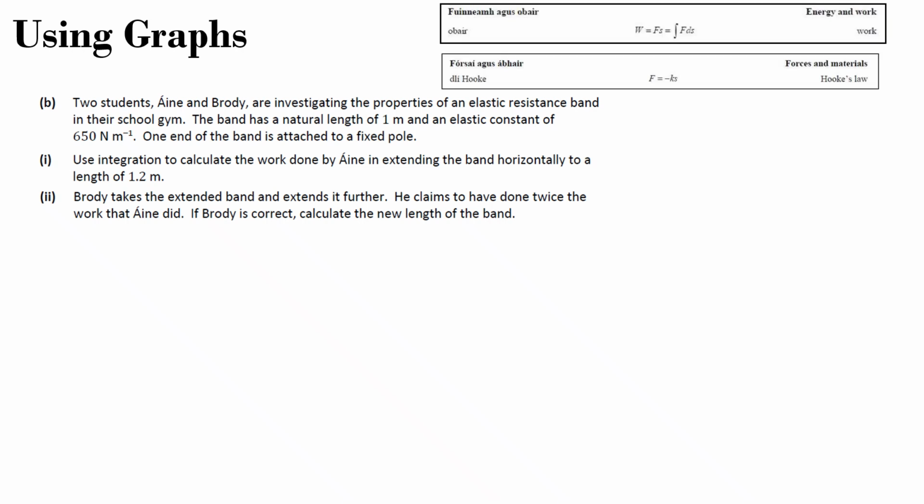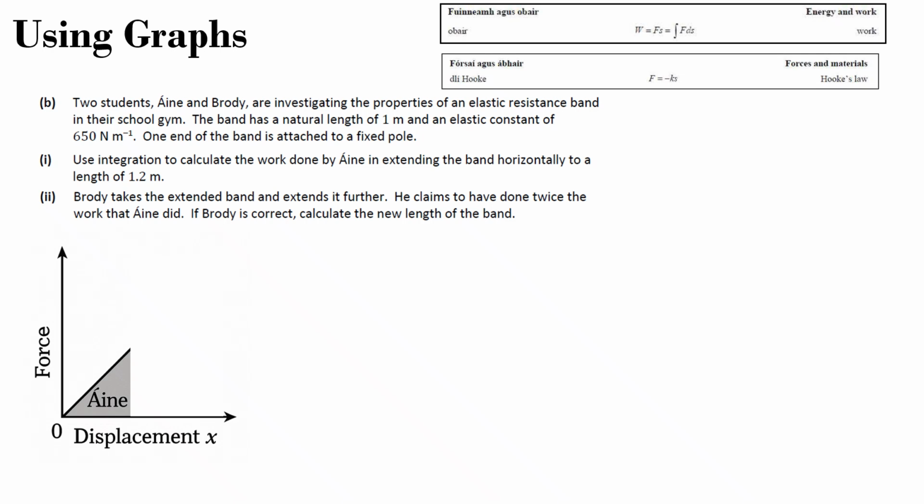So we're still going to need our two formulas. They are basic. But if we were thinking in terms of a graph, we can think of our force versus displacement. So here's my graph for Anya. When we work this through, we think of the area under the graph as work done. So remember that integration is that area under the graph.